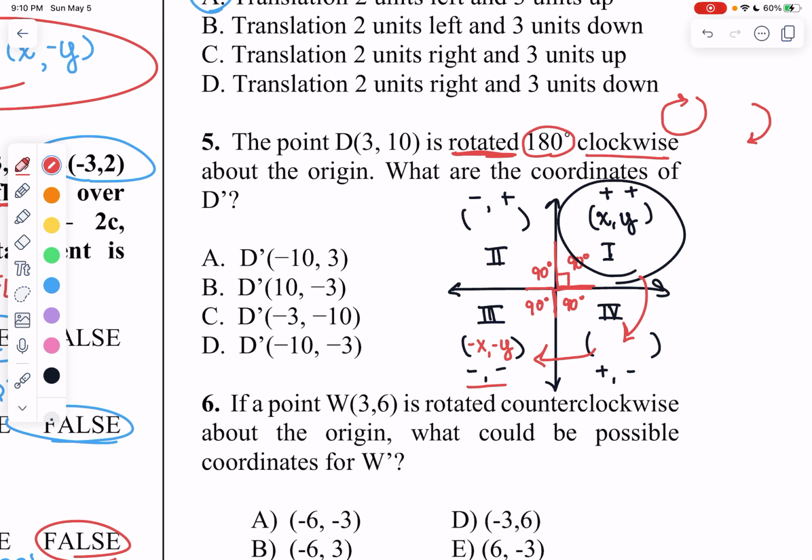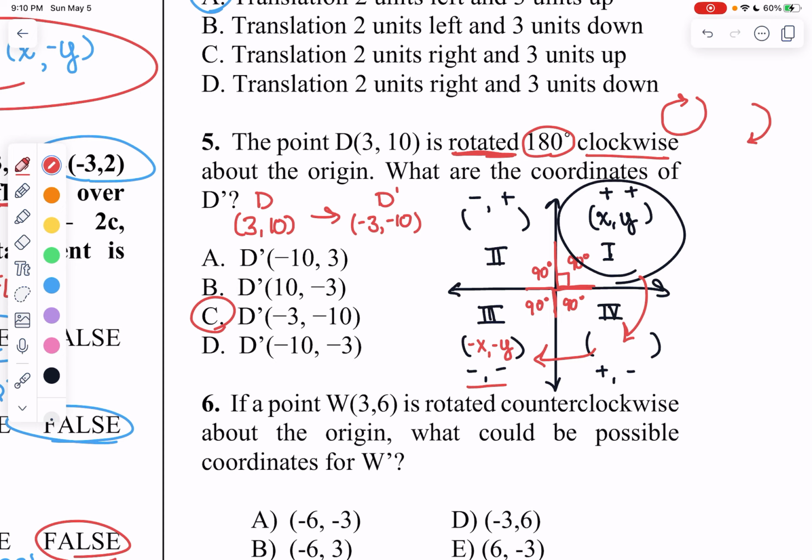So if my point D, (3, 10), is rotated 180 degrees, I'm going to take my x and my y, and I'll take the opposite of both of them. Negative 3 and negative 10. That is going to be answer C.